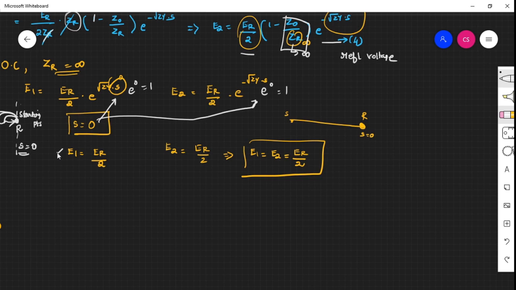So these are the various conditions when the line is not terminated in Z0.